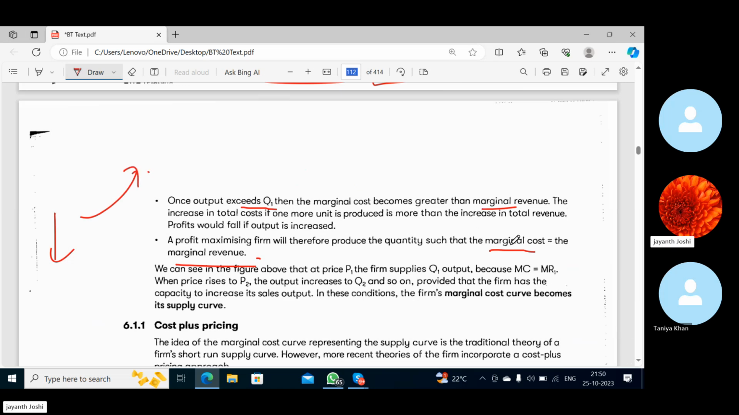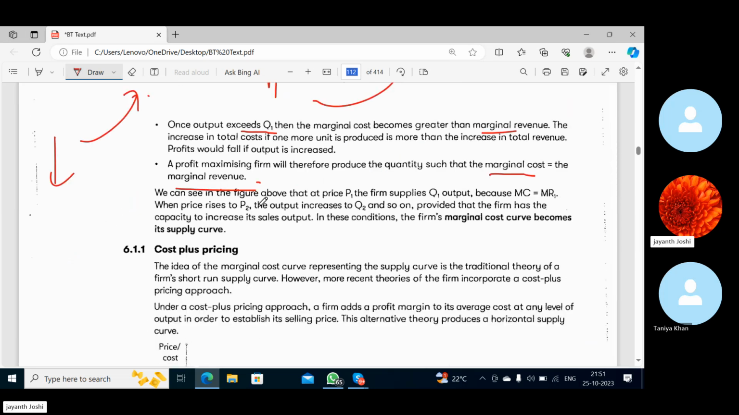Beyond which level? When marginal cost is equal to marginal revenue, till that time only you can earn profits, right? Profit would fall if output increases. Yeah, till here only you have profit. Beyond that, there's a cost, no profit at this price, right?